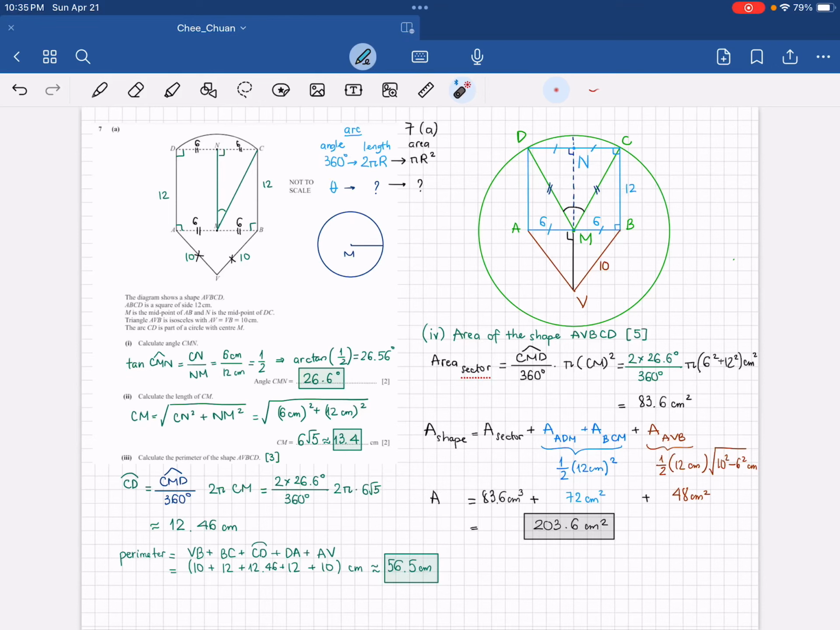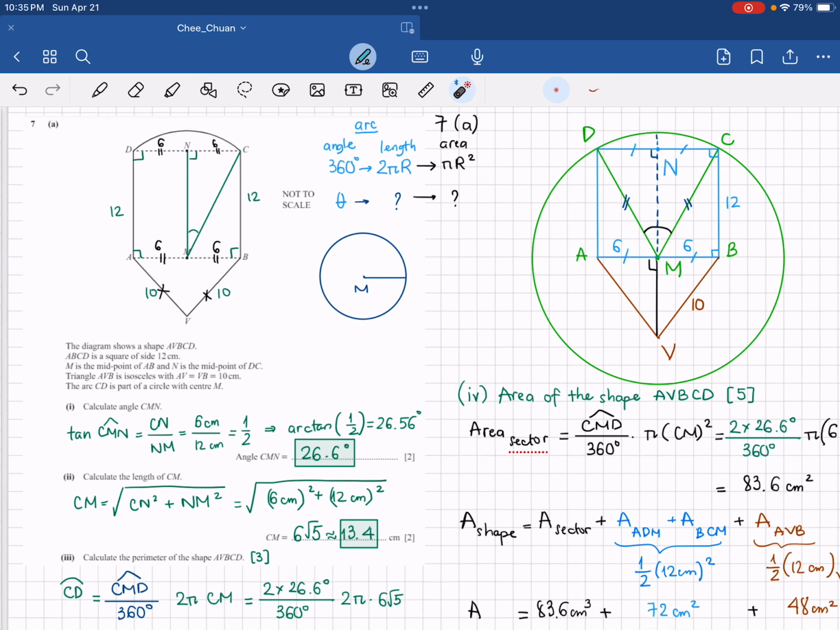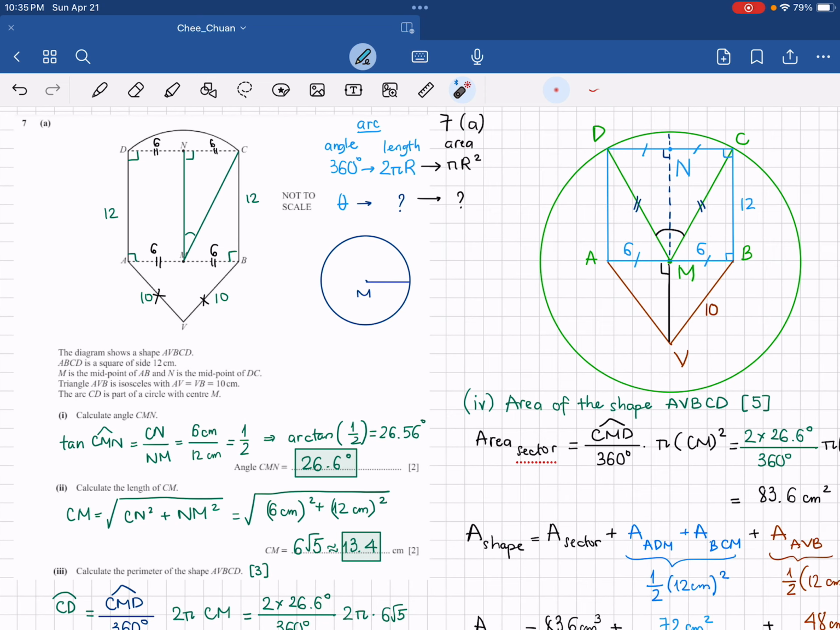Let's continue with the third question. It asks us to calculate the perimeter of the shape AVBCDA. In order to calculate the perimeter, we need to know each length, right? And we already know AV, VB, BC, and DA because they have been provided by the problem statement.